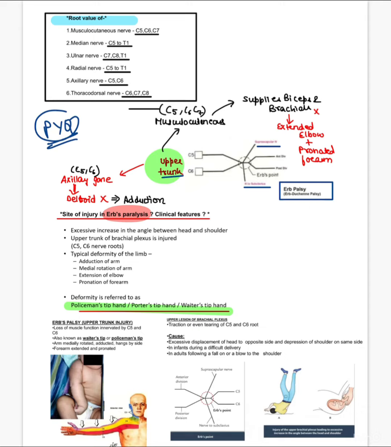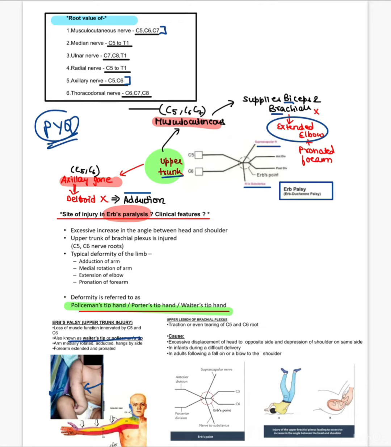When this upper trunk is injured, the axillary nerve, C5 and C6, and the musculocutaneous nerve, C5, C6 and C7, will both be affected. The axillary nerve supplies deltoid and teres minor. What was the work of the deltoid? Abduction from 15 to 90 degrees, so that is lost and the hand will come into adduction. Musculocutaneous supplies coracobrachialis, brachialis and biceps brachii. When this is gone, the elbow will be extended and pronated, hence the child appears like this.